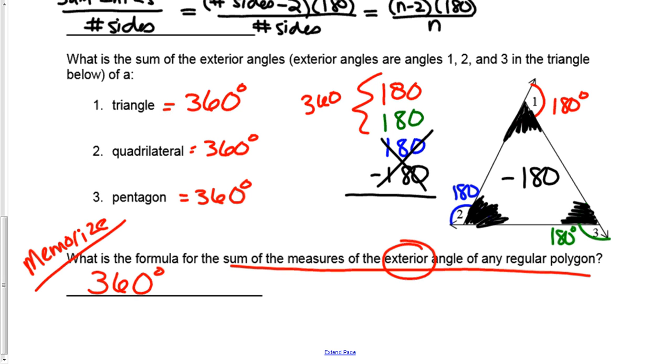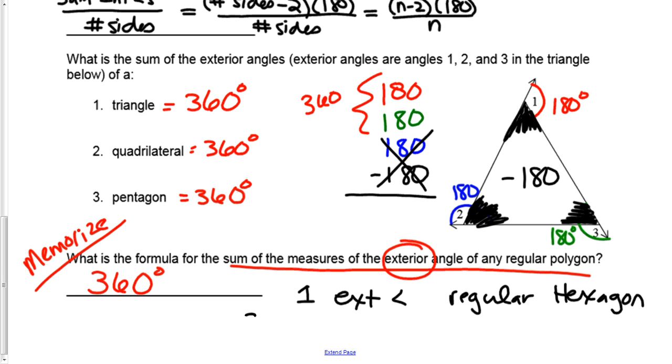So let's say I said find one interior, sorry, not interior, one exterior angle of a regular hexagon. Well, I know the sum is 360, and I would need to divide by the number of sides, or the number of angles in the hexagon, which would be divide by 6, which gives me 60 degrees. So exterior angles are awesome.